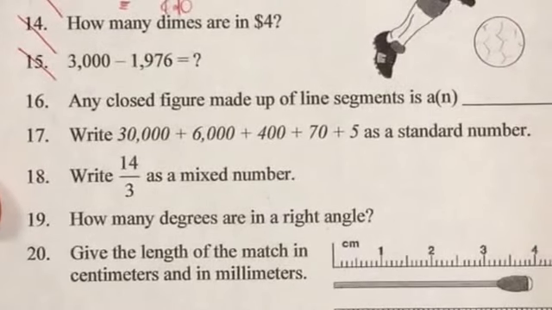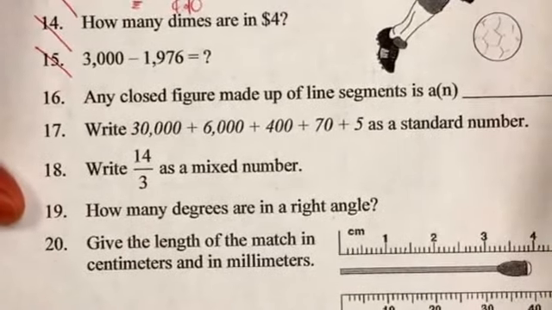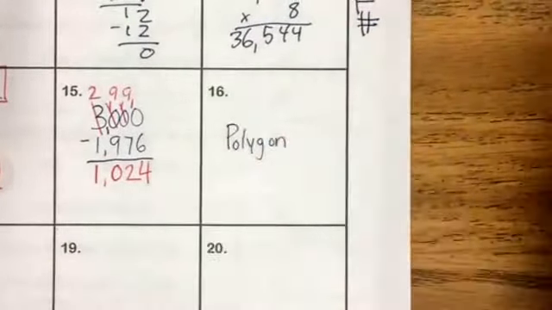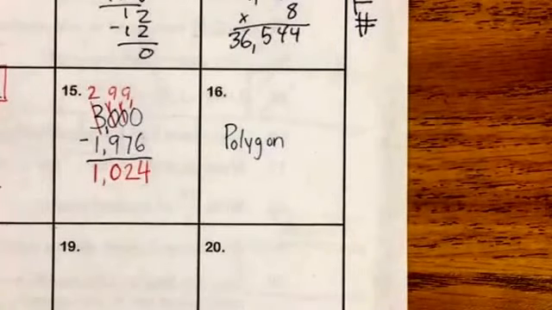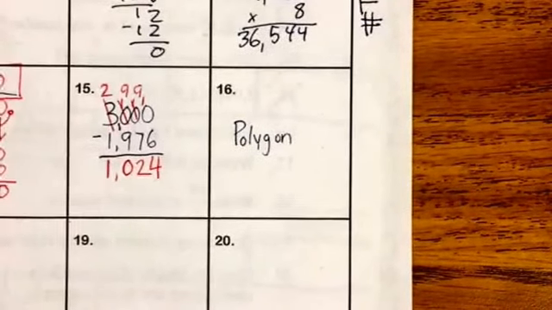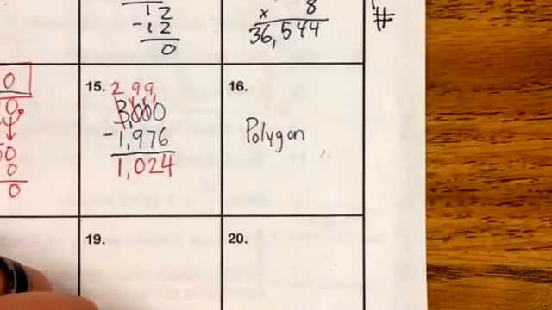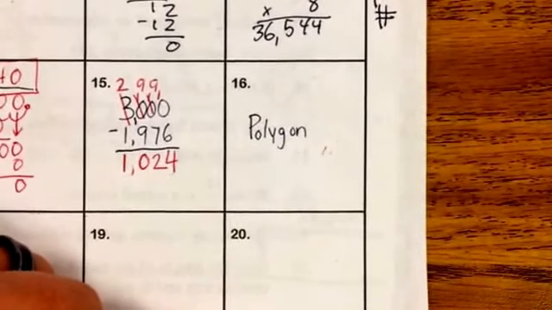Any closed figure made up of line segments is called, and we should know that that is called a polygon. It is a closed figure with line segments, and we know that line segments are straight lines, so that is a polygon. Do not put shape. We're using our educational language here, so we're using the word polygon.